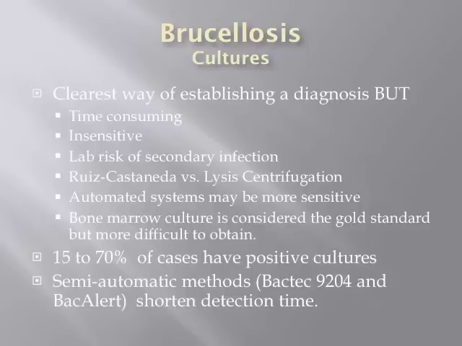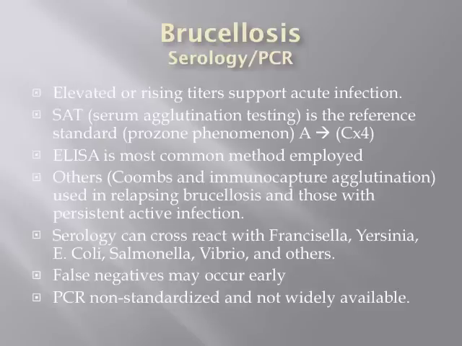There are two major culture methods useful in third world countries. They call one of them the Ruiz-Castaneda method, versus lysis centrifugation. Lysis centrifugation is the more sensitive of the two. And actually, if you have semi-automatic methods, and in the reference source I used, they mentioned the BACTEC and BacT/Alert systems, they actually may be somewhat more sensitive than the manual methods. So this is one area where automated blood culture systems actually work better in some cases than the manual methods. Up to 70% of cases can have positive cultures. So culturing Brucella is definitely a diagnostic modality that you want to consider.